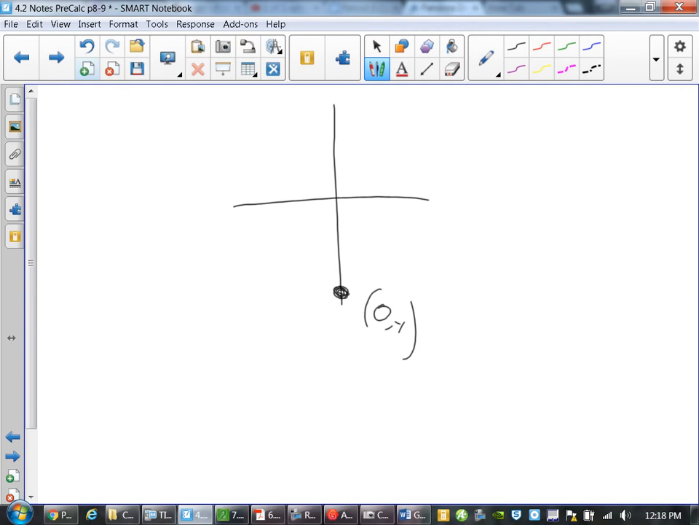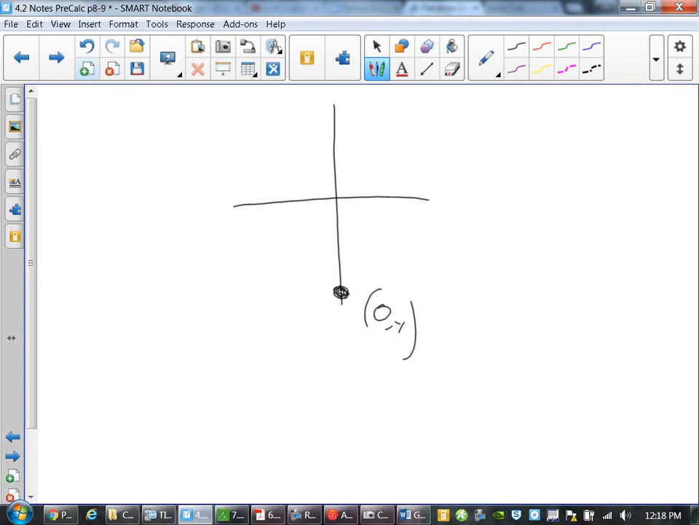Cosine is 0. Sine is negative 1. Tangent becomes undefined again because you can't divide by 0. And then if you inverse all of that, the secant, the inverse of cosine, is also undefined. Cosecant still is negative 1. And then the cotangent is going to be 0.